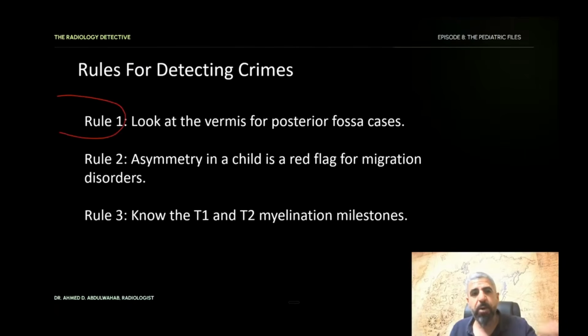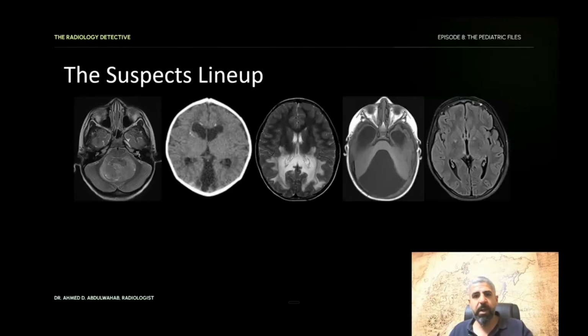Rule number 1, look at the vermis. Rule number 2, asymmetry in a child is a red flag. And rule number 3, know the T1 and the T2 myelination milestones. Okay? So, the suspect lineup. Today we will see these suspects and we'll know how to differentiate between them and how to diagnose them.